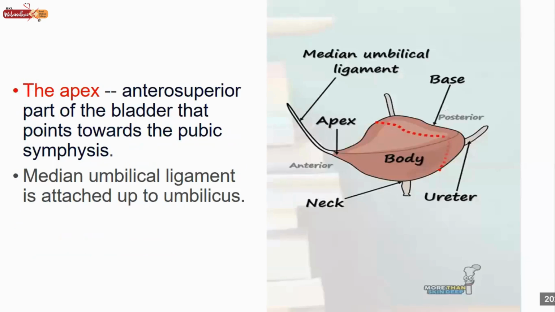The borders, as I told you, are the anterior border, the posterior, and 2 lateral borders which separate the inferolateral surfaces from the superior surface. Now coming to the apex of the bladder, which is pointed forward, it gives attachment to the median umbilical ligament. The ligament from the apex runs upward and gets attached to the umbilicus. So the apex is directed towards the pubic symphysis.